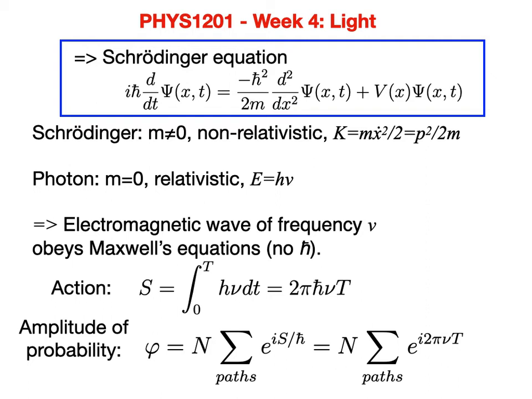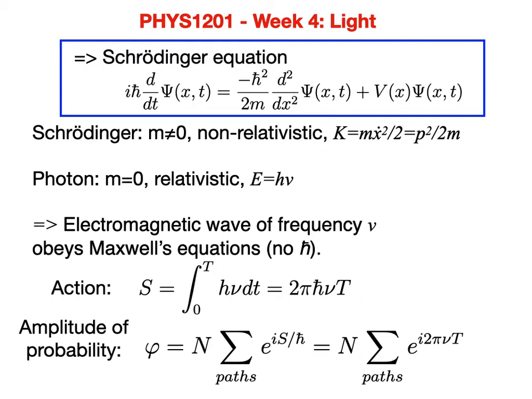So we started with an action for a photon, which we wrote using the known energy of a photon, h nu. And what we found is something which is proportional to the time, because the energy is constant, so the action is proportional to the time traveled by the photon.